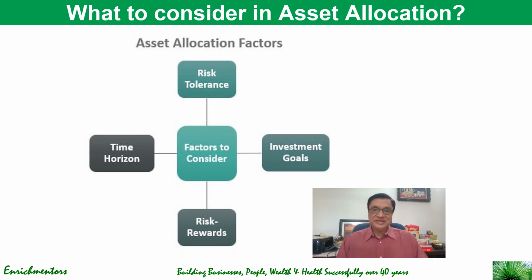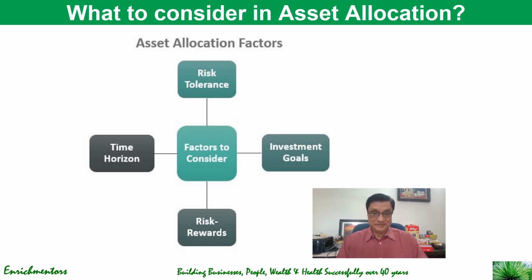The second factor is your risk tolerance. How much risk are you willing to take? When do you feel comfortable? Do you feel comfortable investing in equity? Because equity will go up and down. There will be times it will show you good gains, and then there are times it will show you 20-30% losses. So are you comfortable going through these peaks and troughs of the wealth that you're accumulating? That will determine another factor in asset allocation.